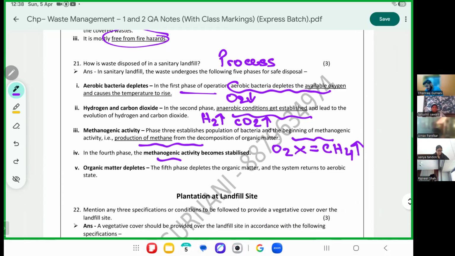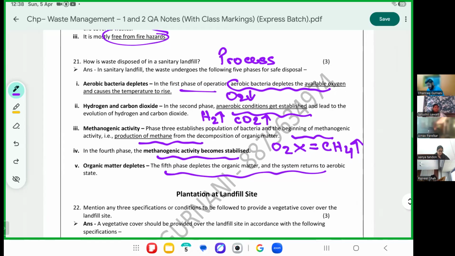Methanogenic activity gets more stabilized, and in the fifth phase, it starts to degrade the waste. But this is all possible when oxygen is gone. First oxygen goes, CO2 and H2 come, then methanogenic activity starts. Methanogenic activity gets stabilized and they start depleting.